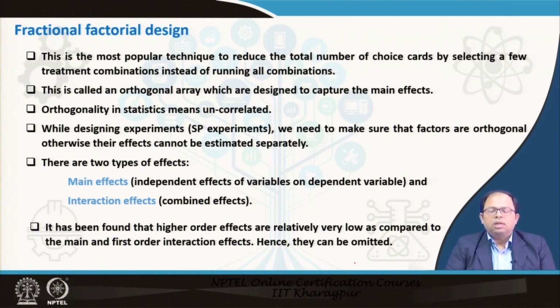That is why in orthogonal design we try to capture only the major effects, or some of the low-level interaction effects. The higher-level interactions, where many variables work on the final dependent variable, are avoided. Orthogonality in statistics means uncorrelated, and that is what we are trying to achieve. While designing stated preference experiments, we need to make sure that factors are orthogonal, otherwise their effects cannot be estimated separately.